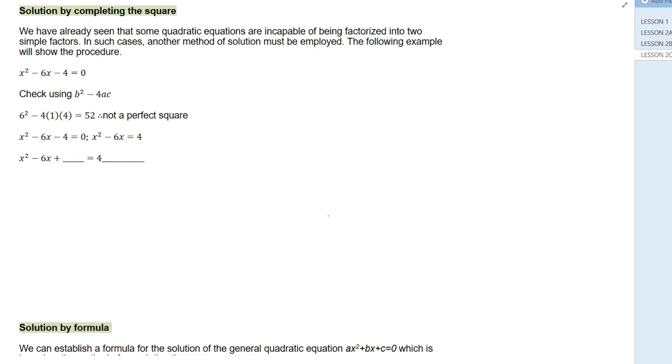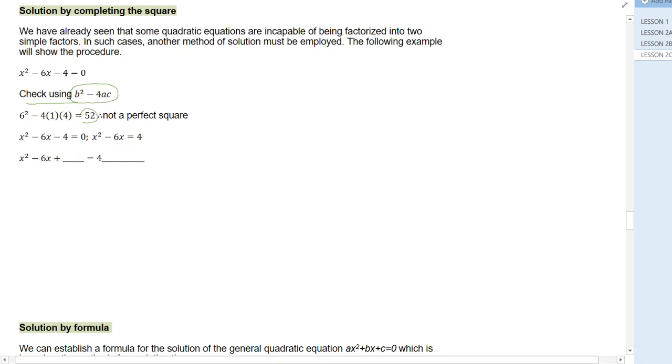So for this example, x squared minus 6x minus 4 is equal to 0. You cannot factor this one, so we do the completing the square solution. Checking using your b squared minus 4ac again, that is 6 squared minus 4 times 1 times negative 4, which is equal to 52.